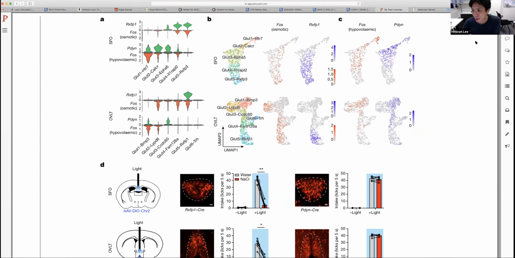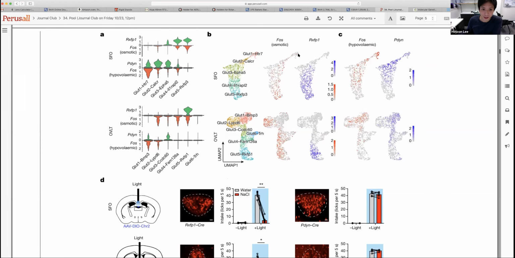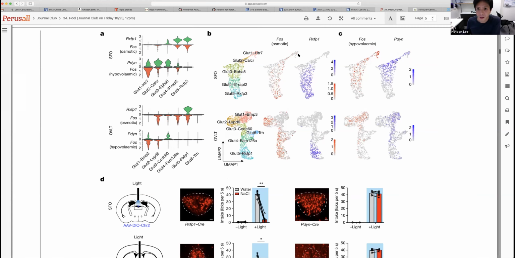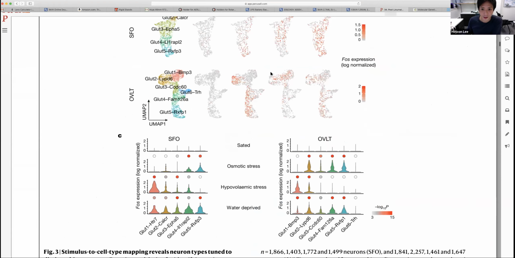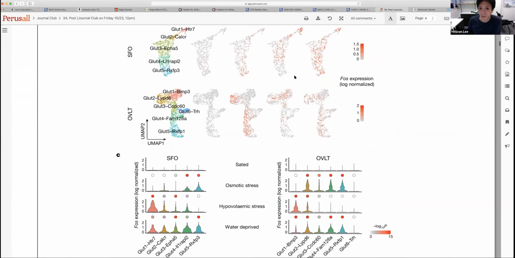Well, I went over most of it, right? When they're trying to find a genetic marker, a transcript that's enriched in the sated condition or in the osmotic condition versus the hypervolemic condition, right? And based on this, we try to pick out which ones might be good markers, like the BMP3 here, or the HTR7 here, or the RXFP1 here, LYPD6, right?